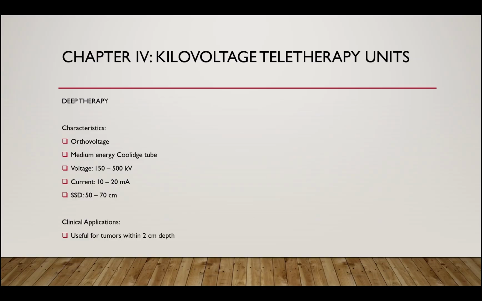Next is the deep therapy, or we can also call it orthovoltage therapy. So the term deep therapy or orthovoltage therapy is used to describe treatment with X-rays produced at potentials ranging from 150 to 500 kilovoltage. So medyo mataas na siya dito. So most of the orthovoltage equipment is operated at 200 to 300 kilovoltage. Okay? So the range 150 to 500 kilovoltage range lang yon. Okay, but most of the machines usually yung range nila is 200 to 300 kilovoltage.